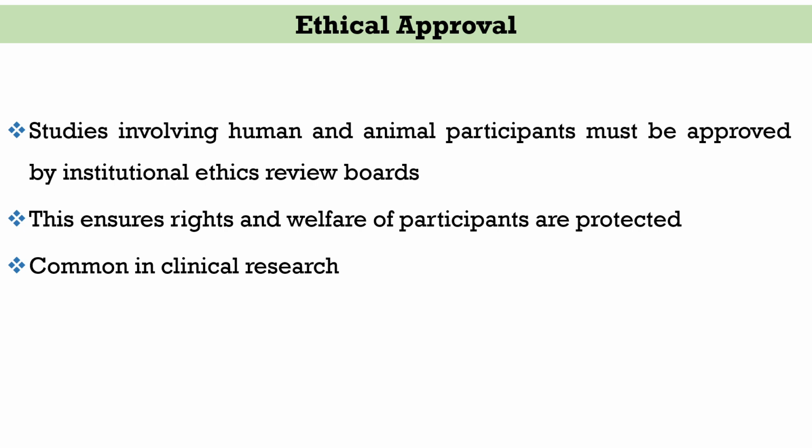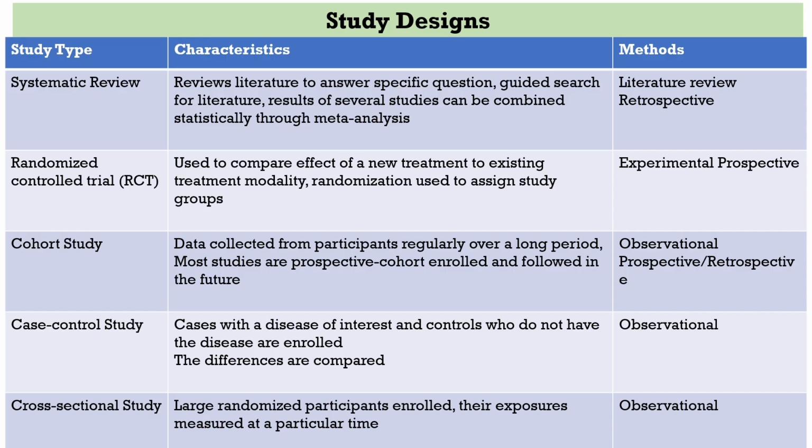There are several study designs which can be adopted, and these study designs guide the kind of methodology that is being utilized to obtain data. For instance, in a systematic review, we are using literature already published to answer specific research questions, and we can use several studies in the area which help us to answer the research question of interest.